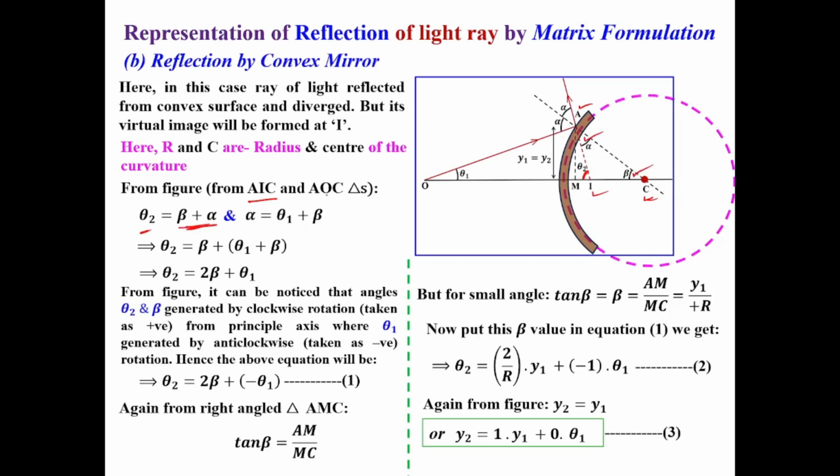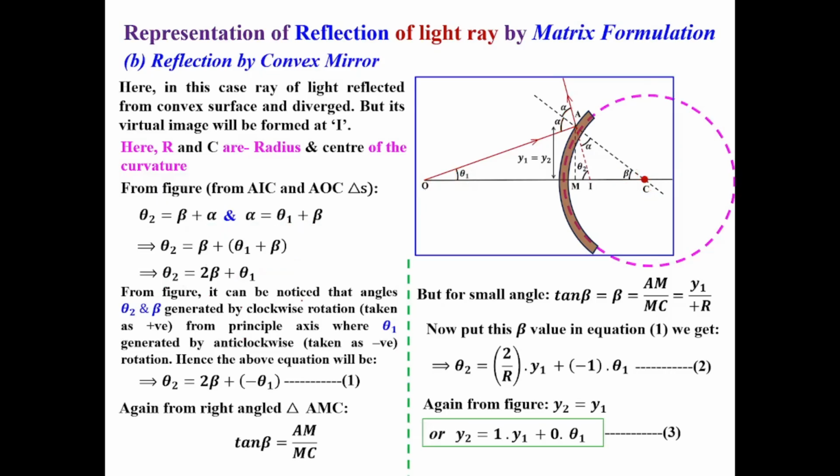And if I consider the AOC triangle, alpha means this angle, this is the incident angle and this is the reflected angle. Consider this triangle A, O and C. The outside angle is your alpha. This alpha angle is the sum of theta 1 and beta. Same thing, it has been written alpha equals theta 1 plus beta. So that implies theta 2 is equal to, instead of alpha, if I put theta 1 plus beta, then we can get 2 beta plus theta 1.